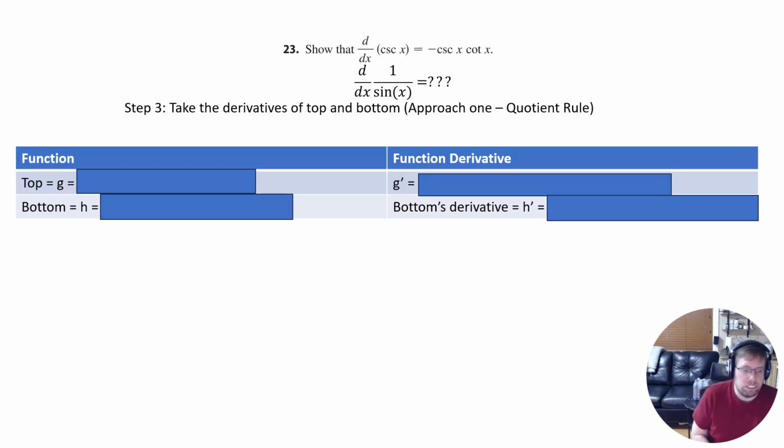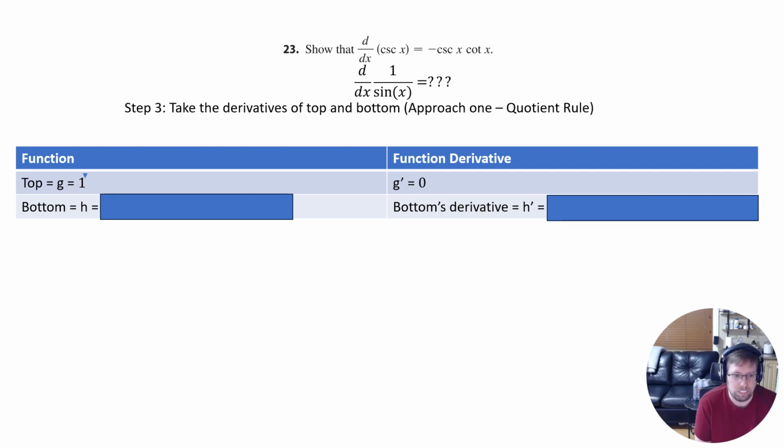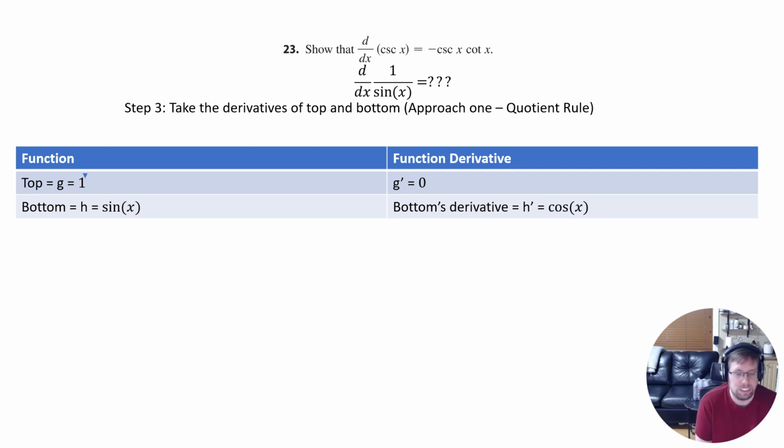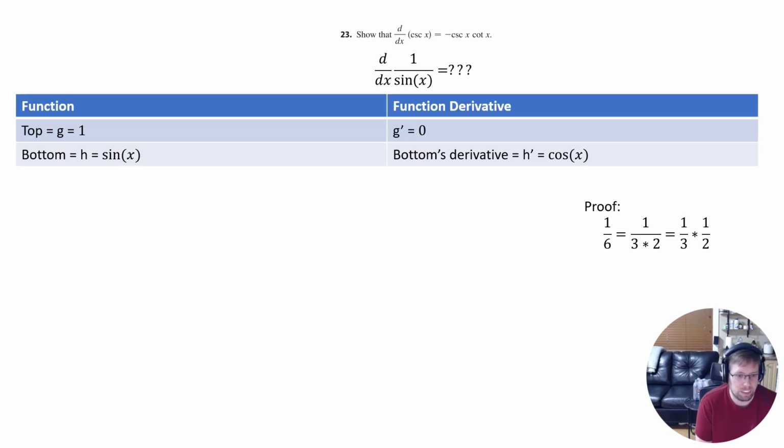Right. So now that we realize it's actually asking us to take the derivative of a fraction, we know we're going to have to use the quotient rule. So the first thing is, what is your top in here? Your top is just 1. And what's the derivative of 1? It's 0. And what's your bottom? Your bottom is sine x. And what's the derivative of sine x? It's cos x. So now we have everything we need to start solving the problem.